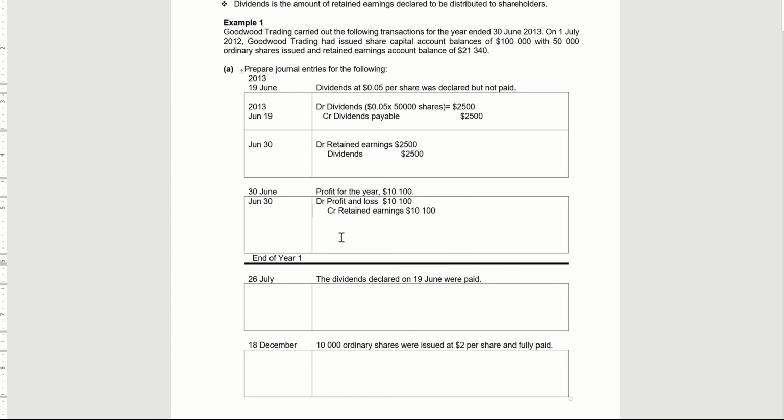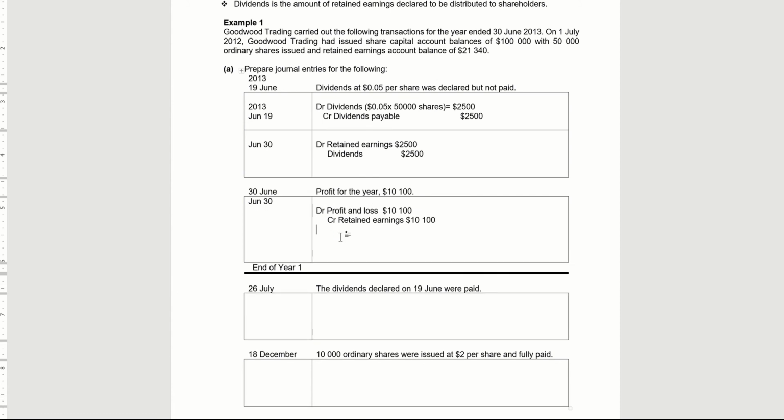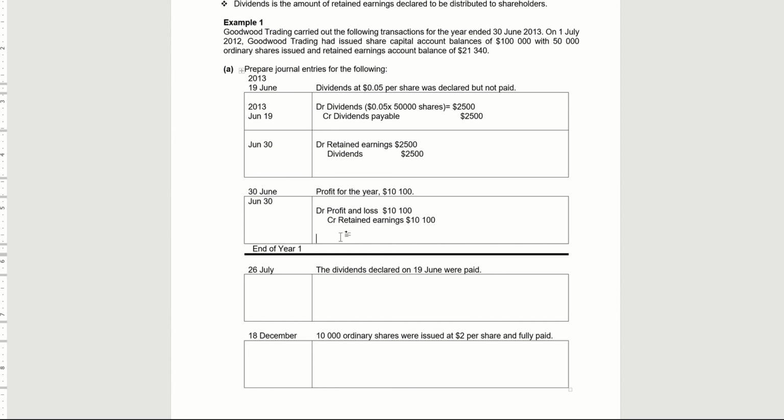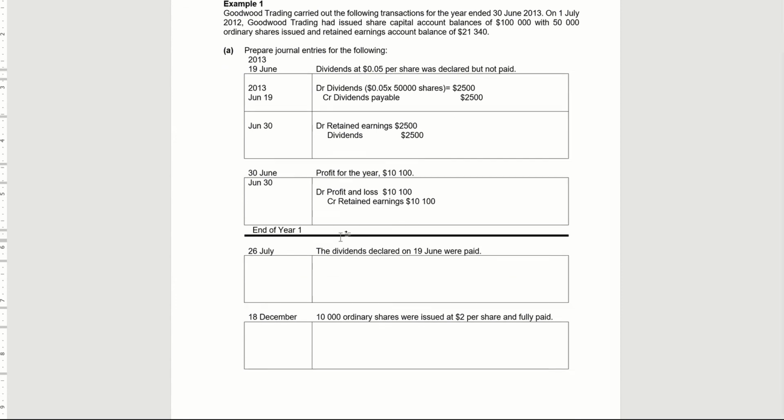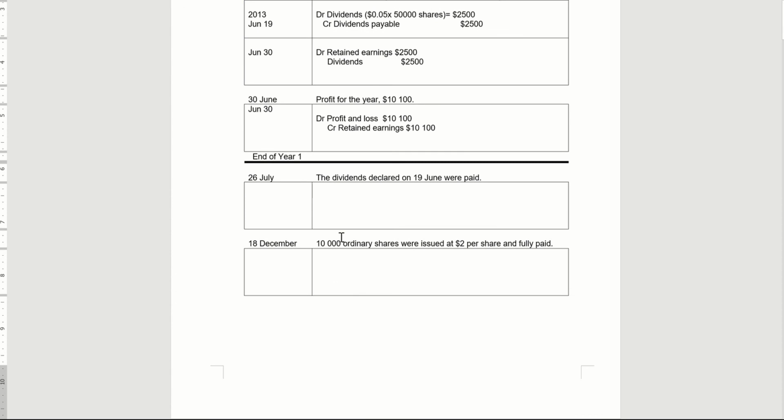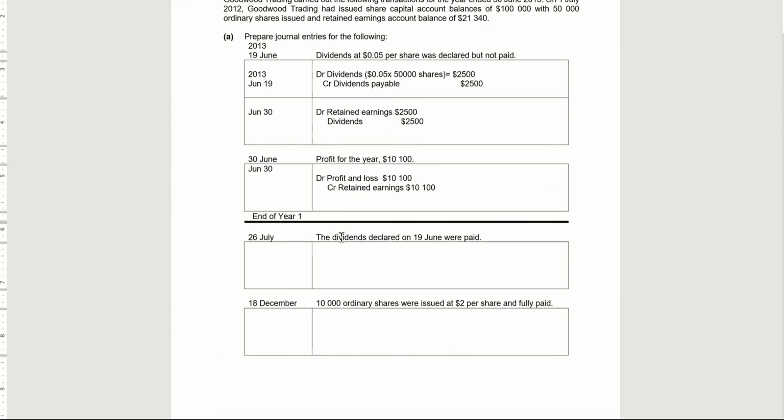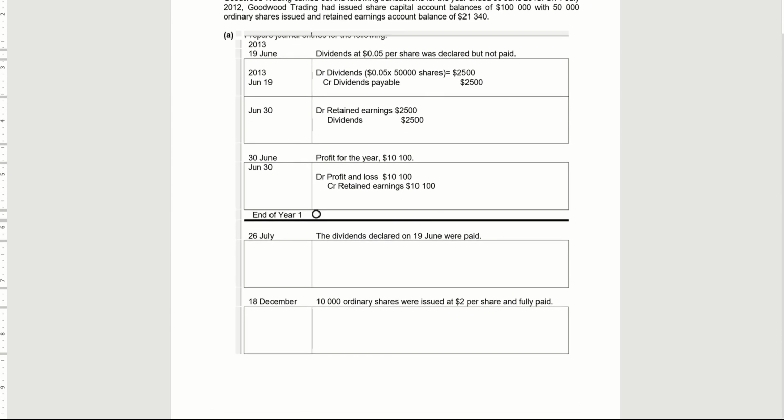Okay, that's all for the first accounting period. So we are done with year 1. Next, the question continues on the second accounting period, which is on the 26th of July. The dividends declared on 19 June were paid. So write down the date, July 26.